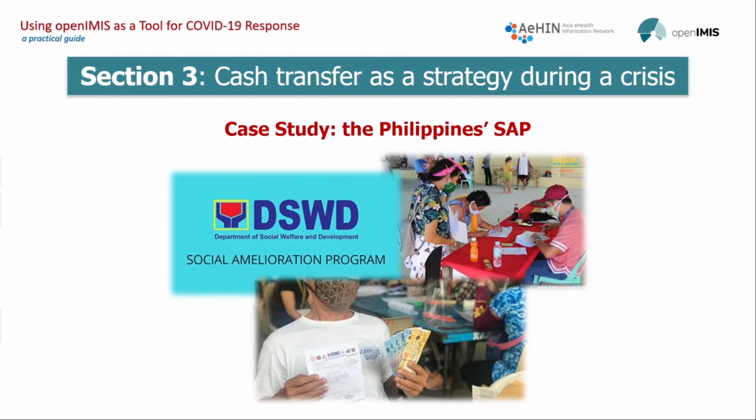This program was tasked to the Department of Social Welfare and Development, or DSWD, in collaboration with the local government units, or the LGUs. Currently, this program runs under two phases or tranches called SAP 1 and SAP 2.